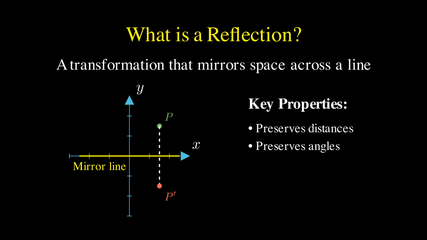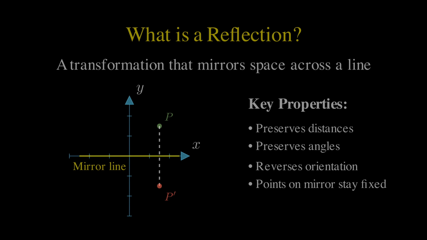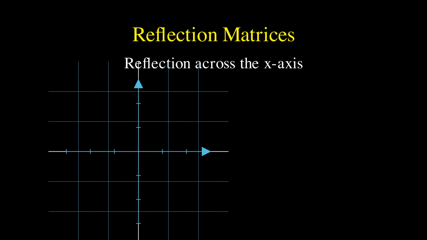But there is a crucial difference. Reflections reverse orientation, meaning that if you trace around the shape counterclockwise before reflection, you will trace around its mirror image clockwise afterward. To understand the matrix for reflection across the x-axis, let's see where our basis vectors go.